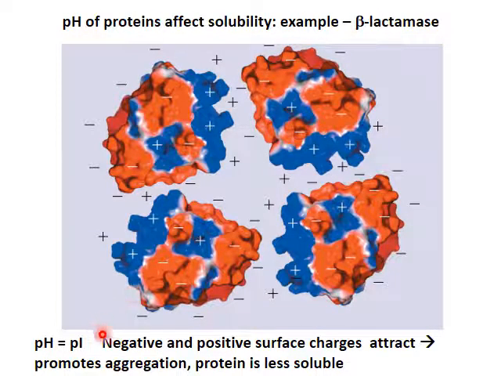If the pH equals the pI, now each molecule has an equal number of positive and negative charges. The distribution on the surface is maybe a little polarized in that there's more negative on this side, maybe a little more positive on that side. So these things will now start to clump together, and the negative surfaces will interact with the positive surfaces on another molecule, and they'll tend to aggregate. So the protein is less soluble because of these charges being neutralized on individual molecules to be equal number of positive and negative and promoting their interaction.